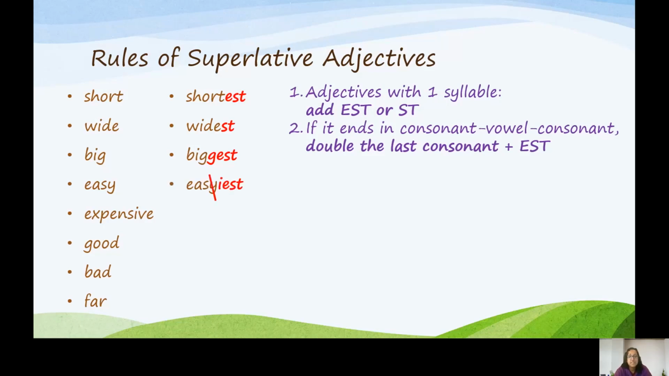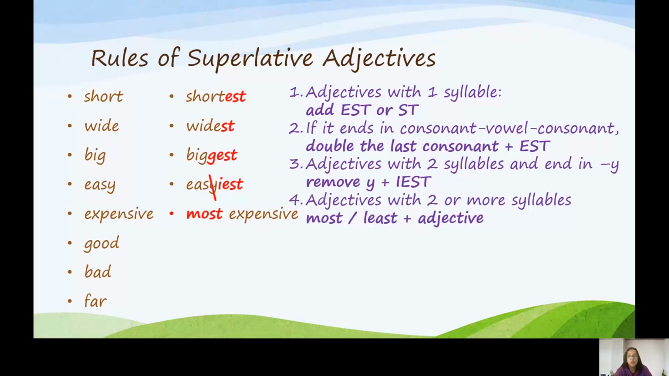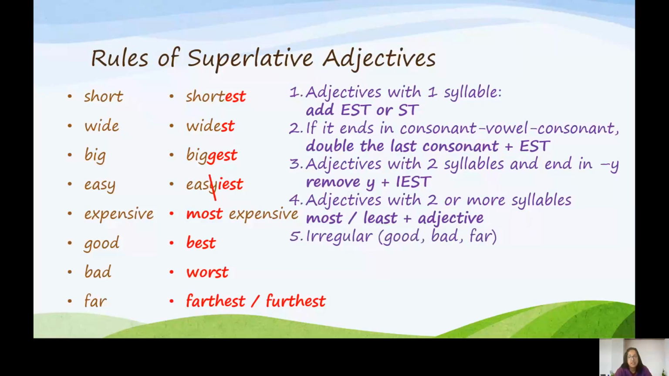Easy becomes easiest. So a two-syllable adjective that ends in Y, we take off the Y and add iest. Expensive becomes most expensive. The longer adjectives with two or more syllables, we say most with the adjective, or the opposite would be least with the adjective. Good becomes best, bad becomes worst, far becomes farthest or furthest. Again, these three are the irregular ones.